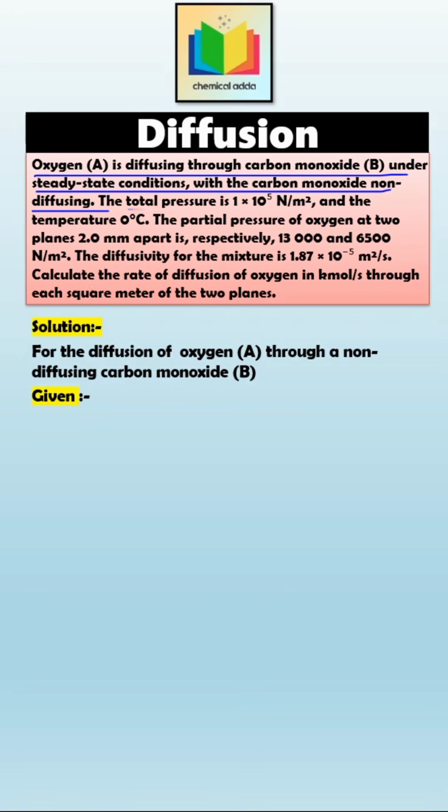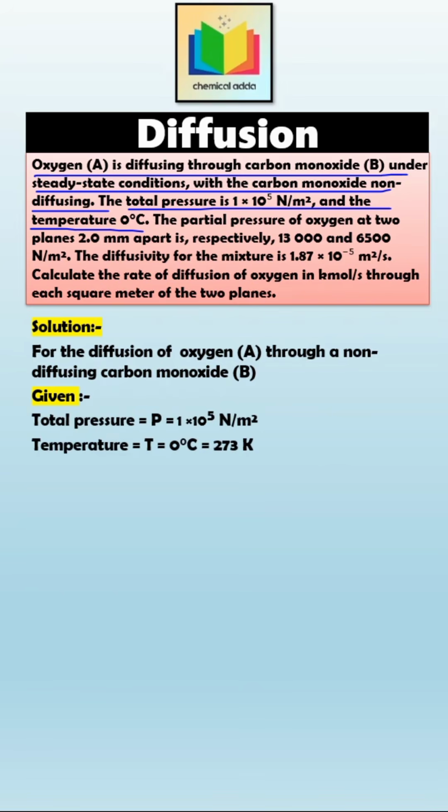Then we have given the total pressure as 1 into 10 raised to 5 Newton per meter square and the temperature 0 degrees Celsius. Which means that we have given capital P is equal to 1 into 10 raised to 5 in Newton per meter square. And T is equal to 0 degrees Celsius, which can be written in Kelvin as 273.